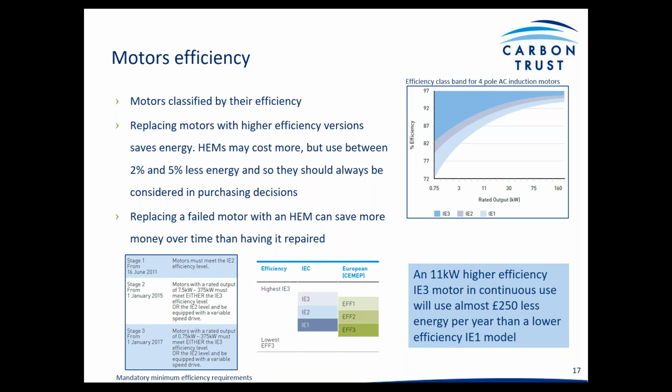Just to give you an example, take an 11 kilowatt motor, which is a fairly common size for industrial applications. An IE3 motor in continuous use will save around £250 per year compared with an IE1 model. So if we consider a 20-year operating life of the motor, there is a very good case for going for the highest efficiency motor.